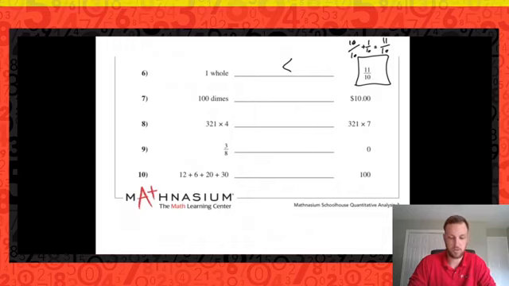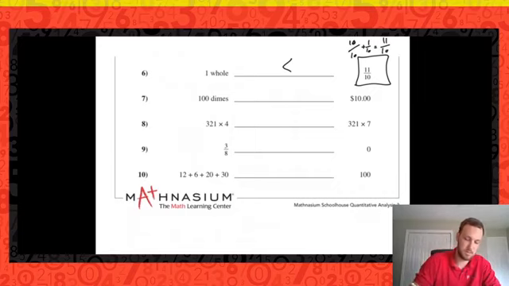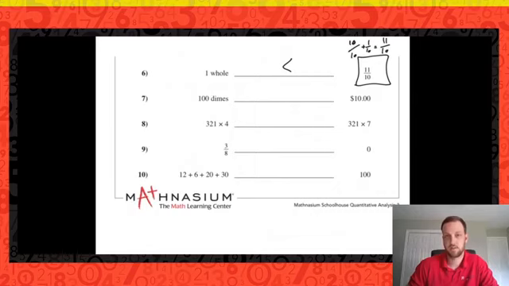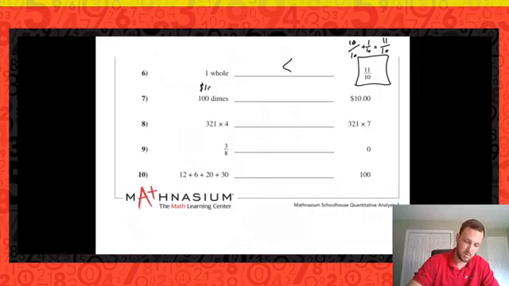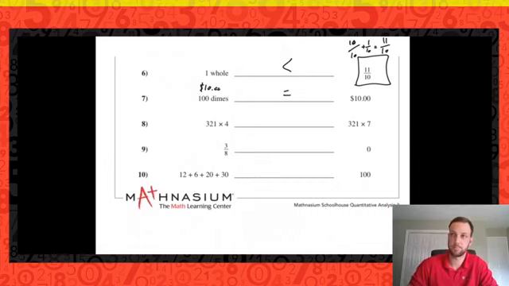Very nice. 100 dimes for number 7. 10 cents 100 times. 10 cents 10 times is $1. I have 10 tens and 100, which gives me $10 on the left, and those would be equal.